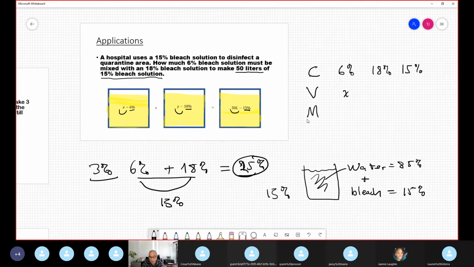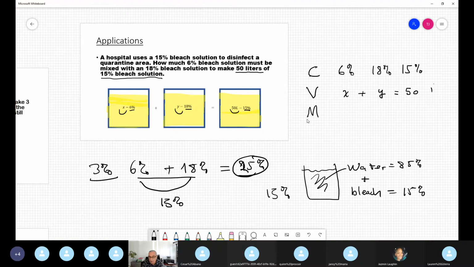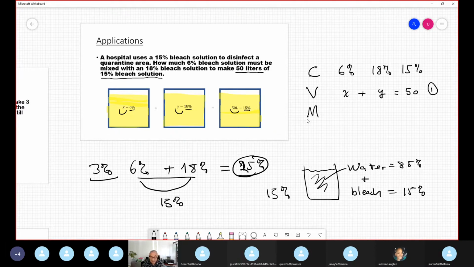The volume is exactly what I need to find. I need to find x and y. x and y represent the liters of the first container and the liters of the second container. But I know that the total volume is 50. Therefore, we have the first equation: x plus y equals 50. This is equation number 1.